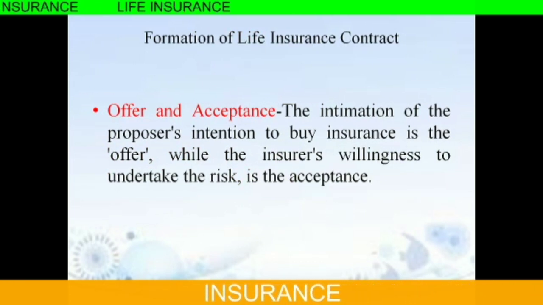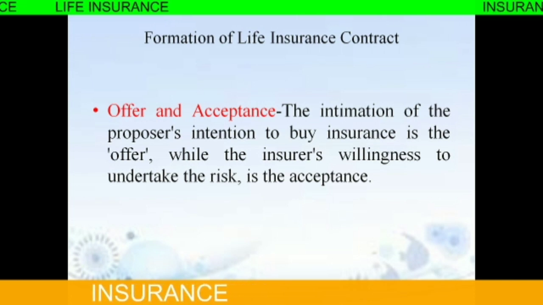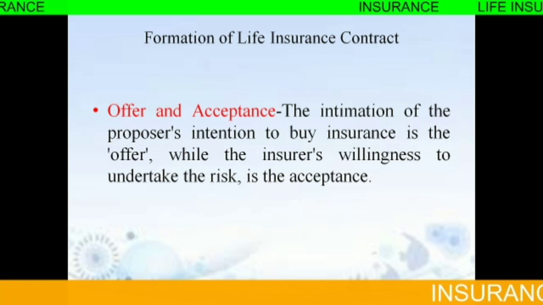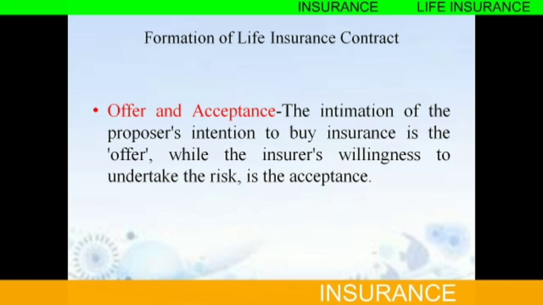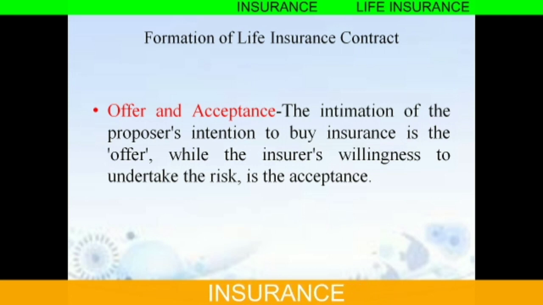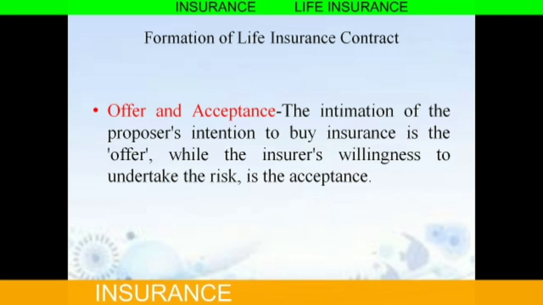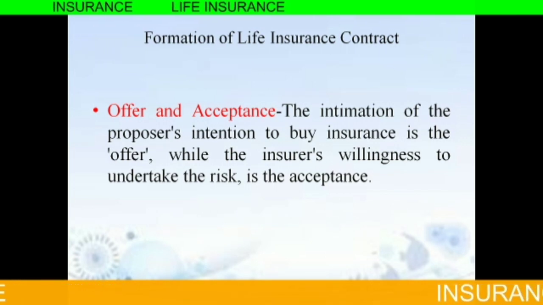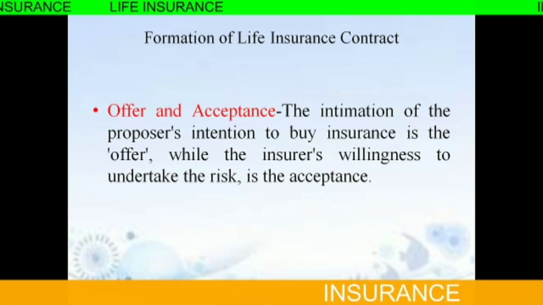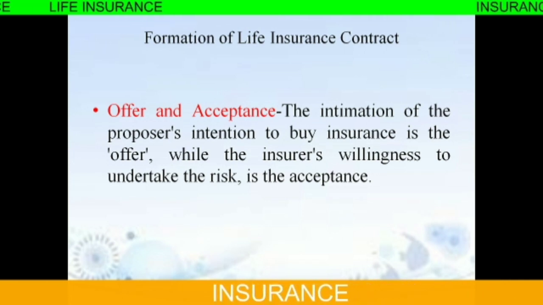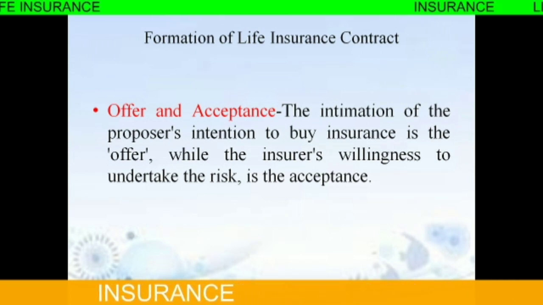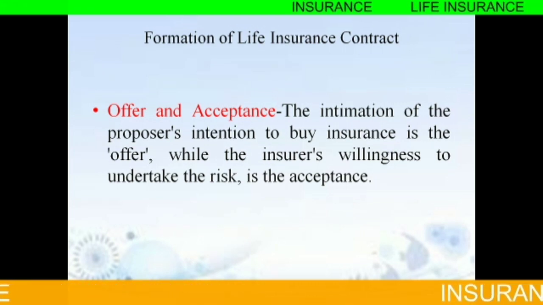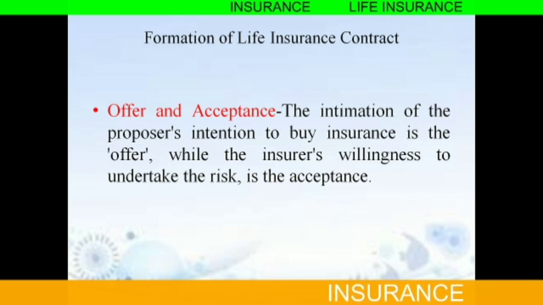So how to form a life insurance contract? There will be the offer and acceptance. The intimation of the proposer's intention to buy the insurance policy is called the offer, while the insurer's willingness to undertake the risk is called acceptance. So in all general contracts, the first one is offer and acceptance.